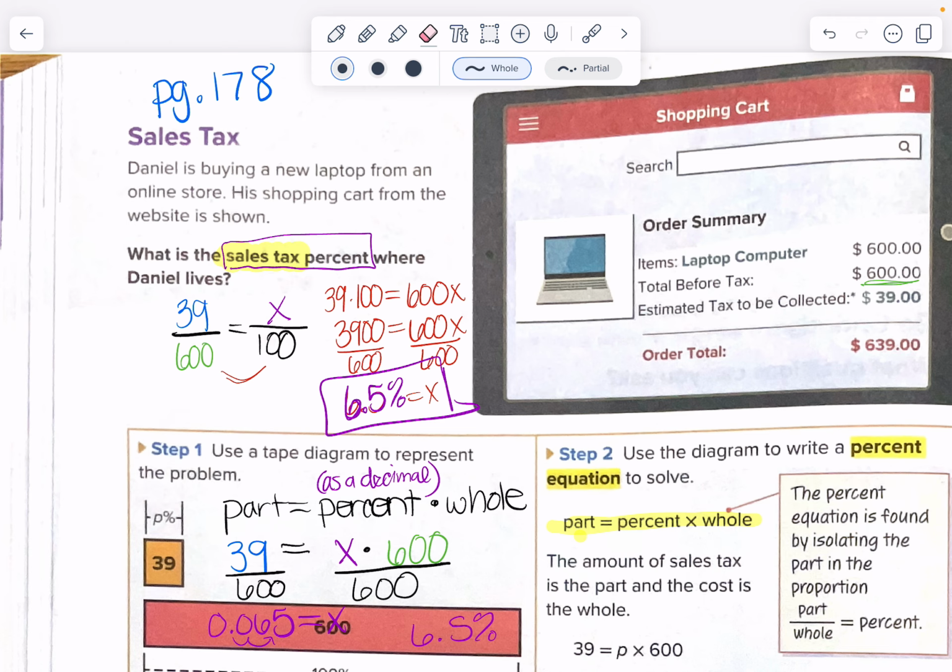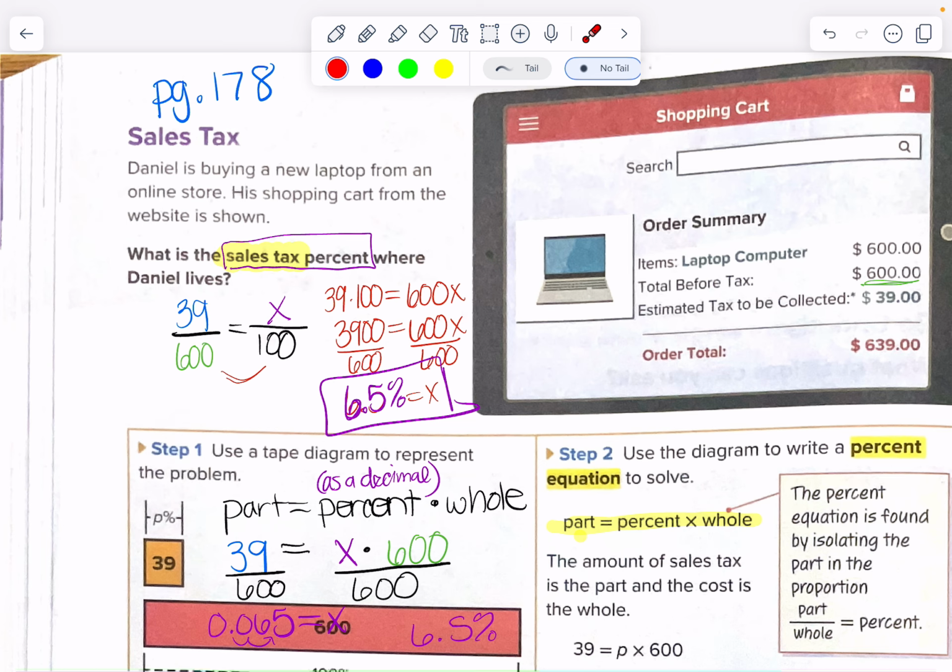So the percent equation says that the part has to equal a percent times the whole. Notice that this is found from the percent proportion. A few things to note is that the percent is going to be written as a decimal. So it's going to be in its decimal form when we are using the percent equation, okay?